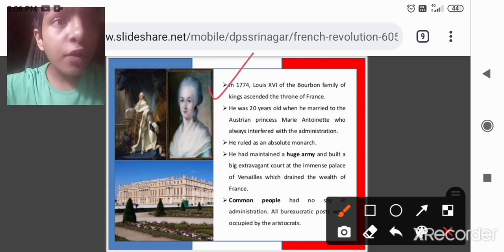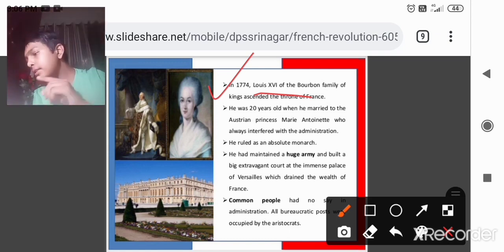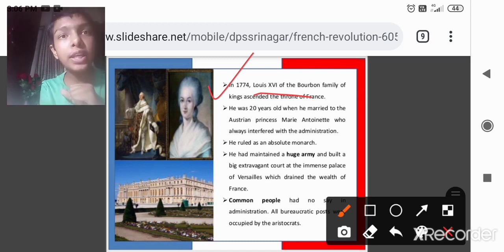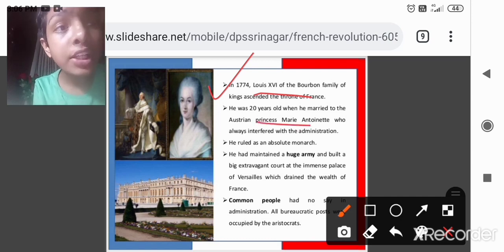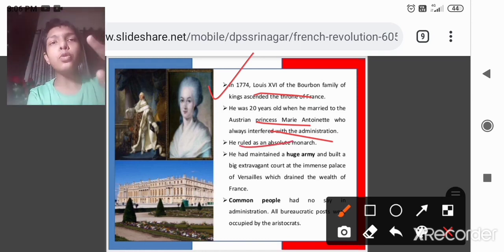In 1774, Louis XVI of the Bourbon family of kings ascended the throne of France. This is the first topic of the NCERT book, French society during the late 18th century. He was 20 years old when he married the Austrian princess Marie Antoinette, who always interfered in the administration. He ruled as an absolute monarch, like a king who would just shoot anyone who did not obey him, like Hitler, whom we are going to study in the third chapter, Nazism.